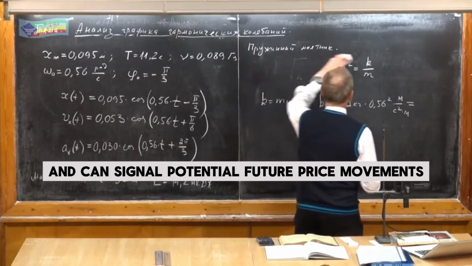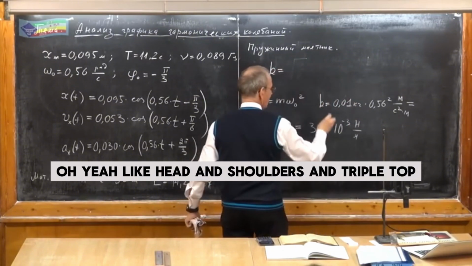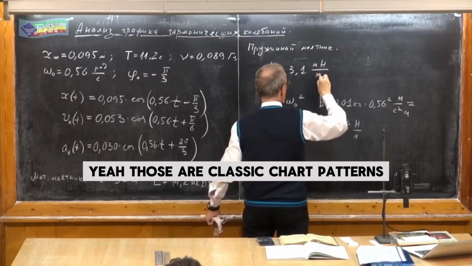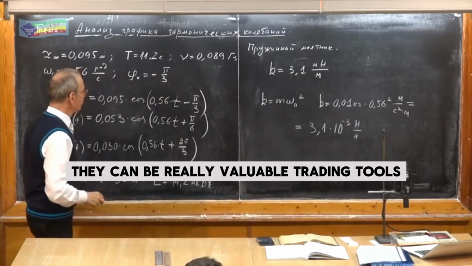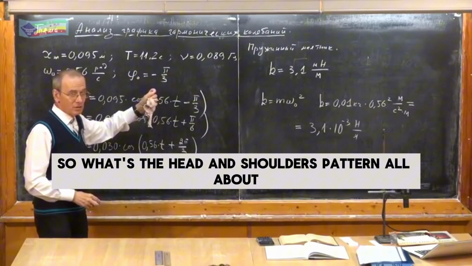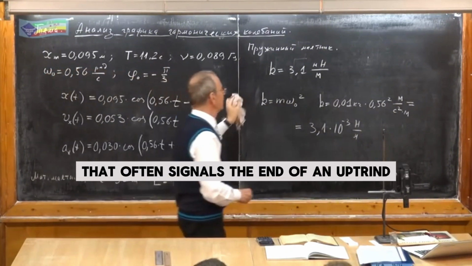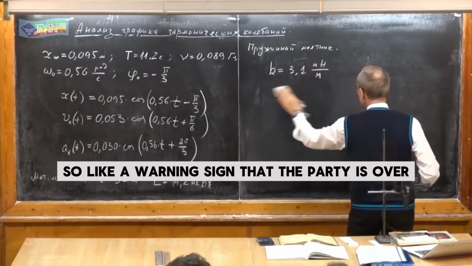potential future price movements. Oh yeah, like head and shoulders and triple top. I've heard those terms thrown around before. Yeah, those are classic chart patterns. And once you learn to recognize them, they can be really valuable trading tools. So what's the head and shoulders pattern all about? It's a bearish reversal pattern that often signals the end of an uptrend. So like a warning sign that the party's over.